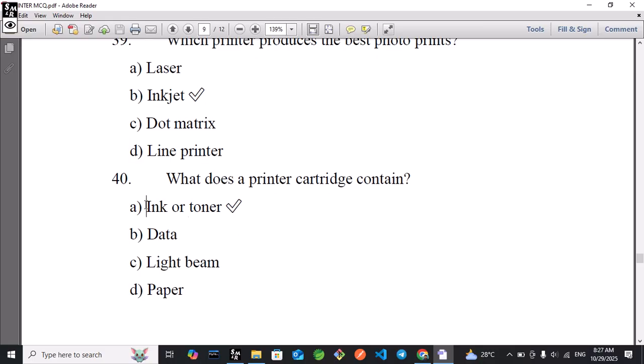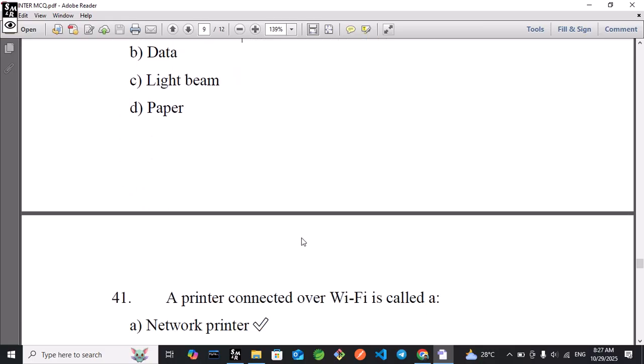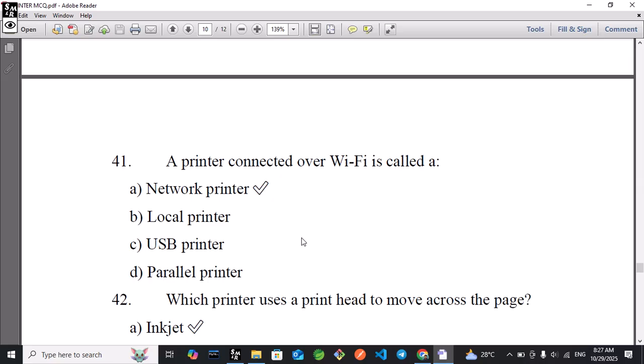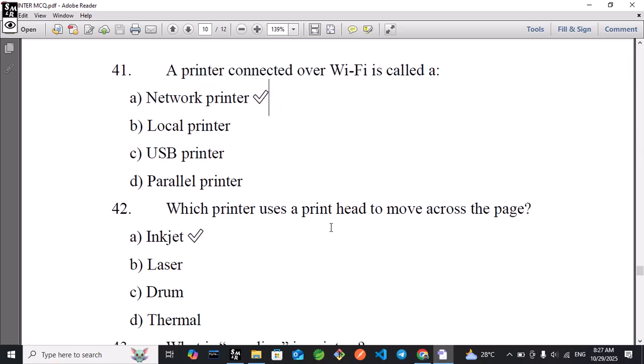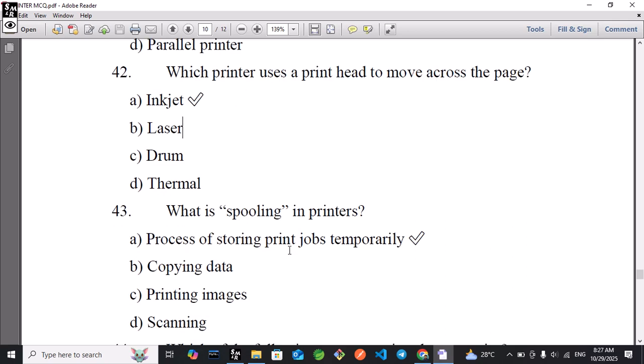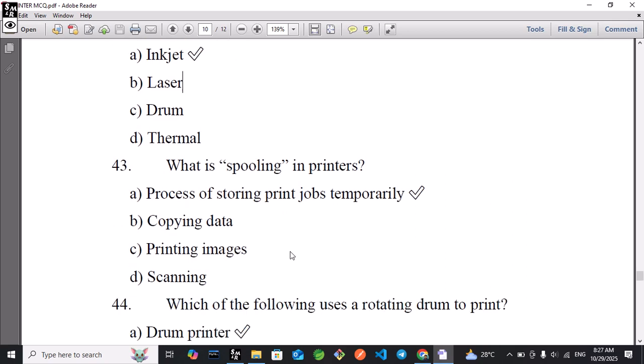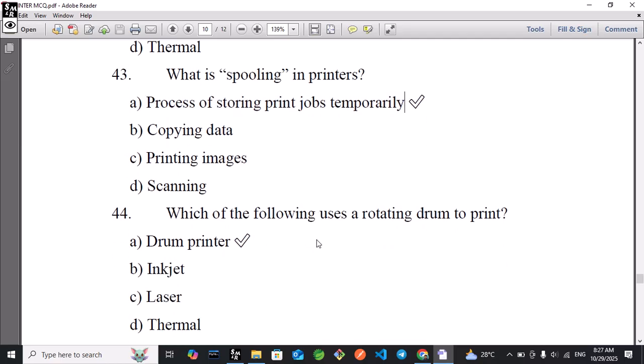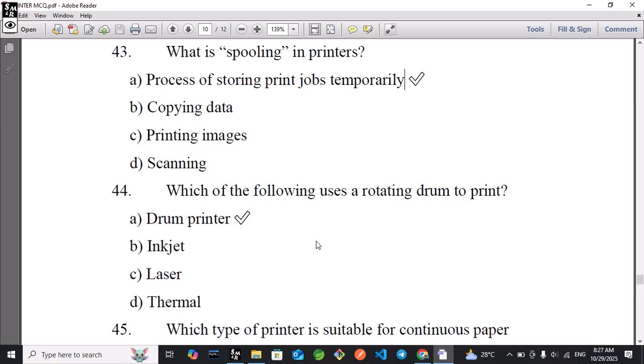What does a printer cartridge contain? Ink or toner. A printer connected over Wi-Fi is called a network printer. Which printer uses a print head to move across the page? Inkjet printer. What is spooling in a printer? The process of storing print jobs temporarily. Which of the following uses a rotating drum to print? Drum printer.